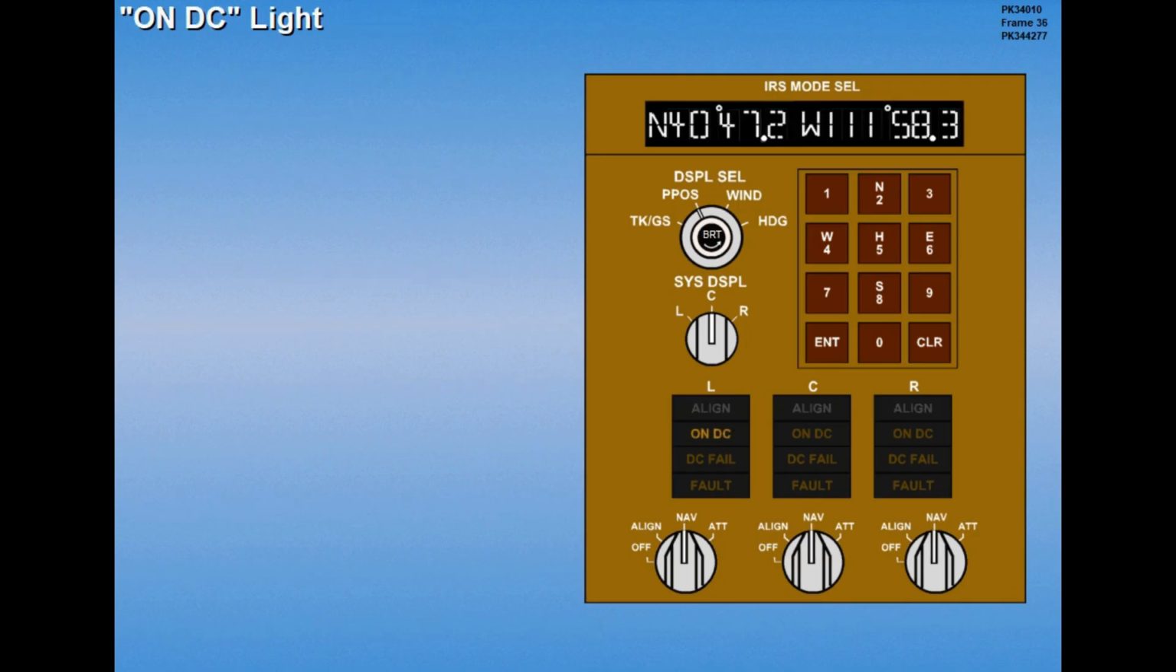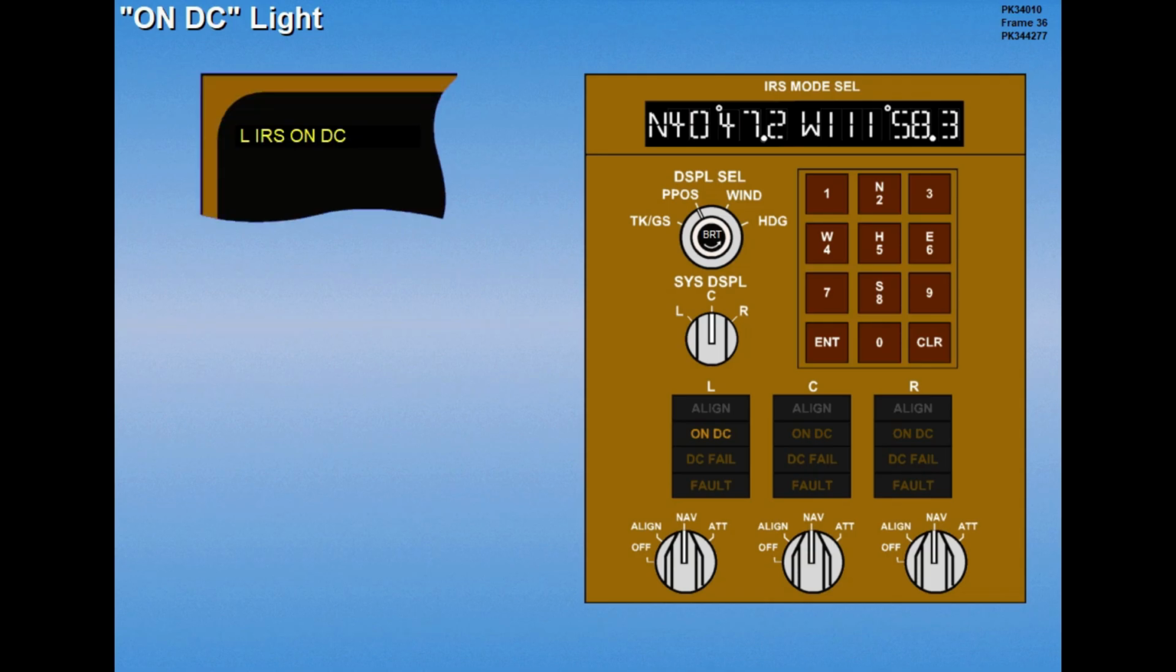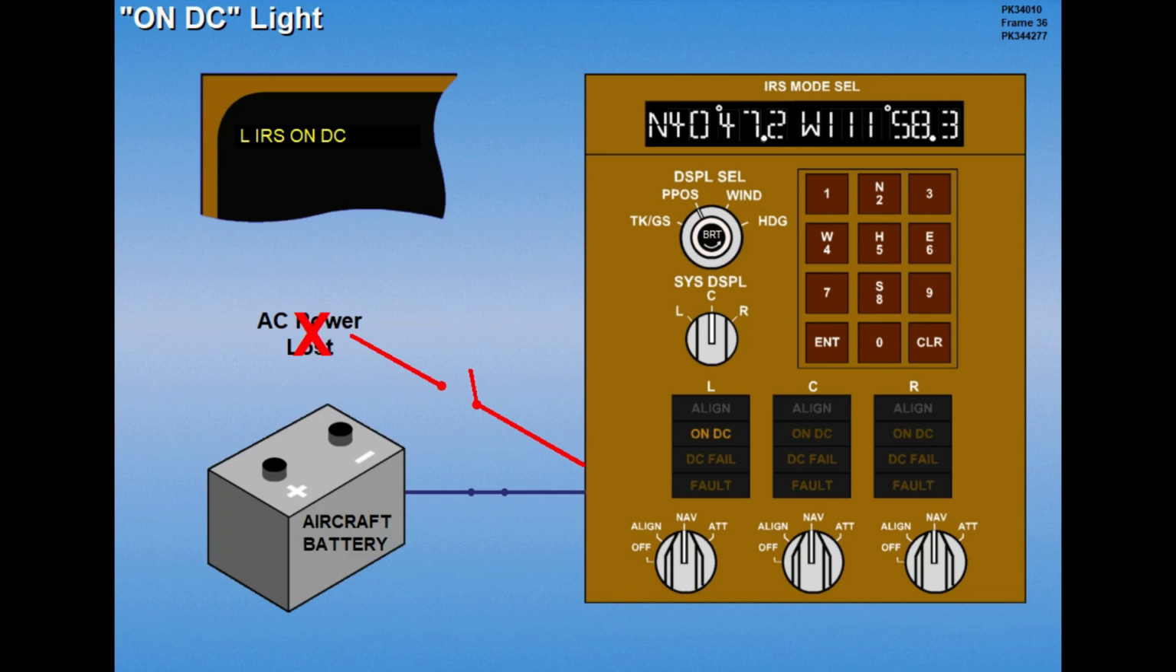The on DC light and the associated ICAS message indicates the respective IRU has lost its primary AC power source and has automatically transferred to DC power, coming directly from the aircraft battery. When AC power is restored, the on DC light and the associated ICAS message extinguishes.